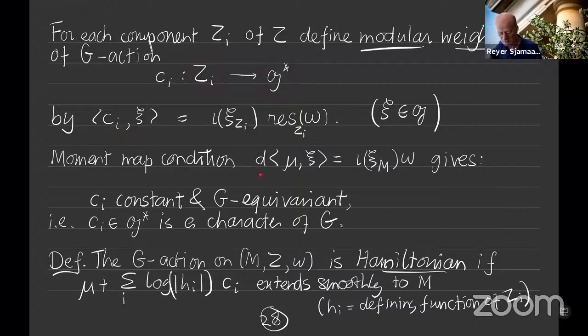The moment map condition, which is valid on the complement of Z, gives you two facts about this map, namely that it is constant, in other words, it's just a constant element of g star, and that that constant element of g star is a character of G. I call that character the modular weight of the moment map, or of the G action, at this component of the hypersurface. And I define the G action on this log symplectic manifold to be Hamiltonian if, when adding these terms to the moment map, your map will extend smoothly to all of M. Here, these hi are defining functions for my components.